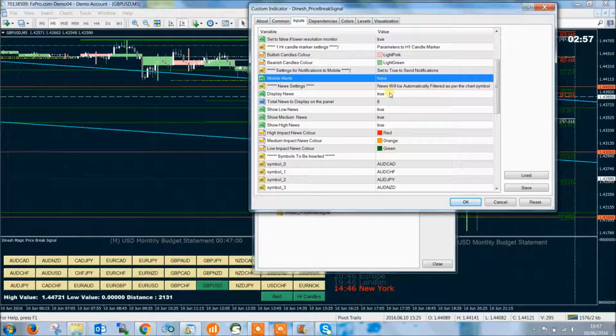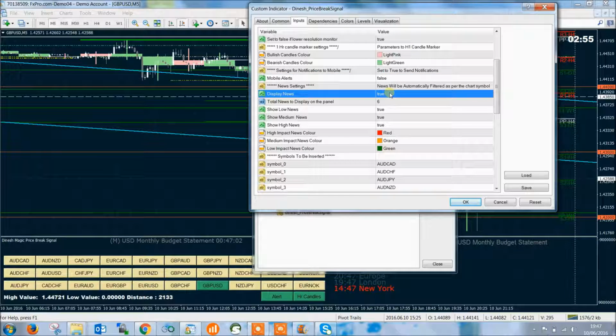So display news is set to true, and the total news to be displayed in the panel is 6. Generally 6 is good enough, but you can change it to 4 or 5 or whatever you want. And these are quite straightforward and easy to understand.